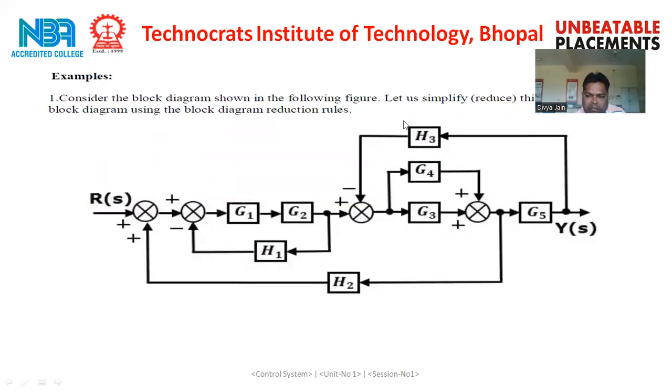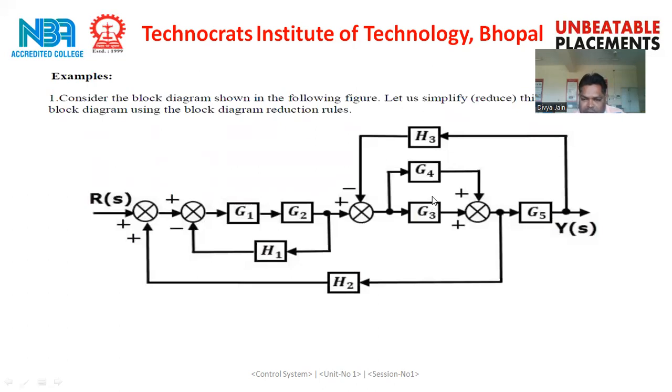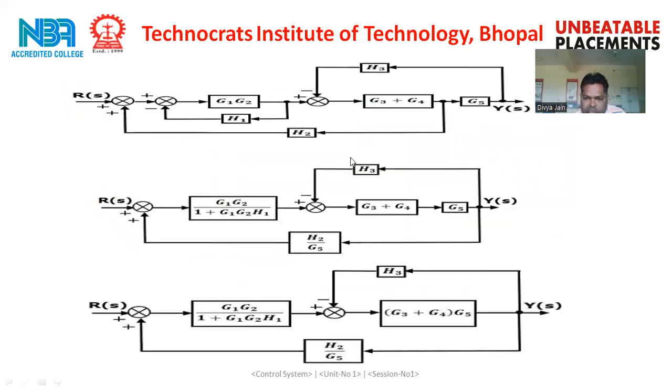And second case, G4 and G3 are in parallel form and the sign is positive. So at this point, G4 and G3 will be added up because both signs are the same. So the result will be G3 plus G4. Again, this is the forward path and this is the feedback path. So the overall transfer function of this closed loop path is forward path divided by 1 plus forward path multiply feedback path.